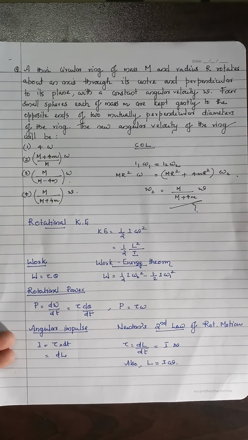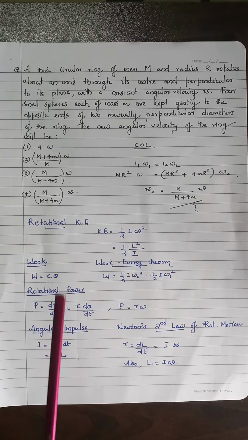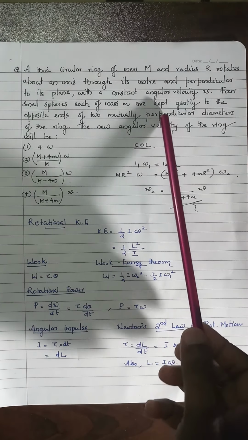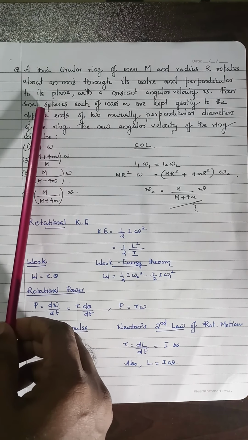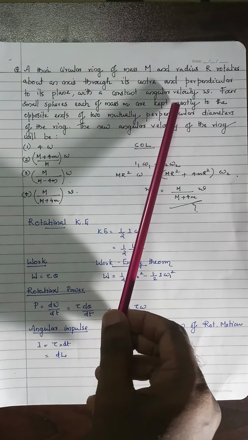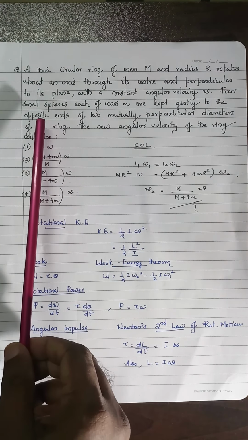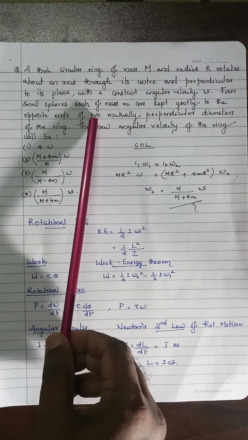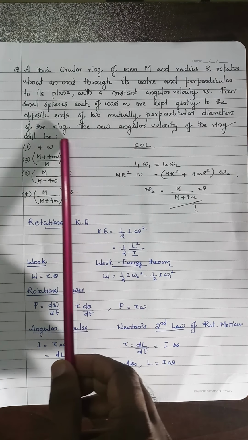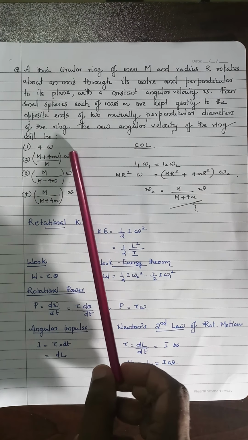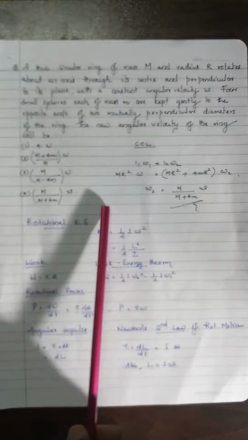A good application of conservation of angular momentum. A thin circular ring of mass capital M and radius r rotates about an axis through its center and perpendicular to its plane with a constant angular velocity omega. 4 small spheres, each of mass m, are kept gently at the opposite ends of 2 mutually perpendicular diameters of the ring. Then the new angular velocity of the ring.